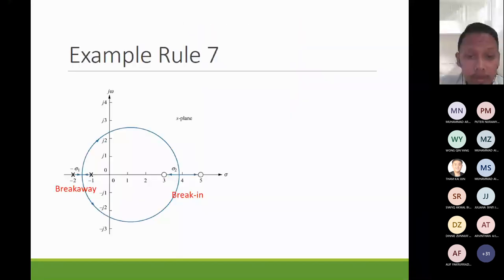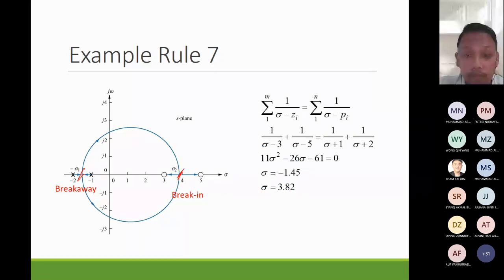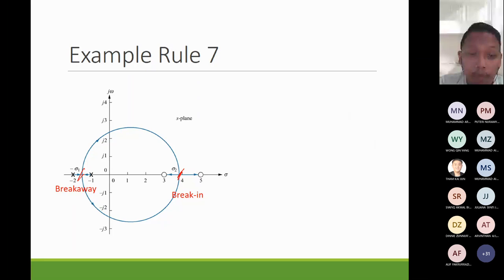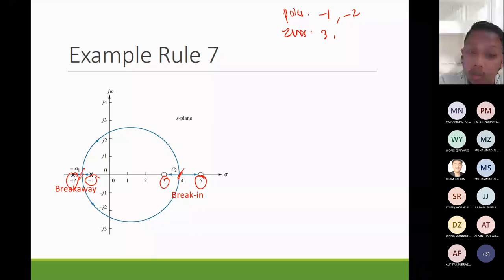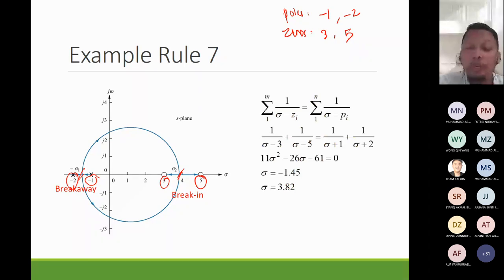Let's look at an example. Say you want to determine this point from this root locus. Firstly, from this root locus, we can determine the poles and zeros. The poles are minus 1 and minus 2, and the zeros are 3 and 5. Always represent your poles using a cross, and your zeros using a circle. So we have two poles and two zeros, and then use this formula to determine the breakaway and break-in points.